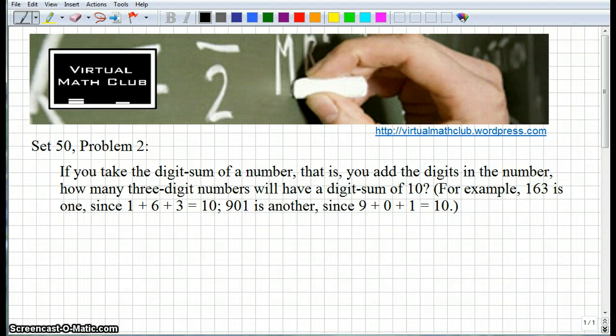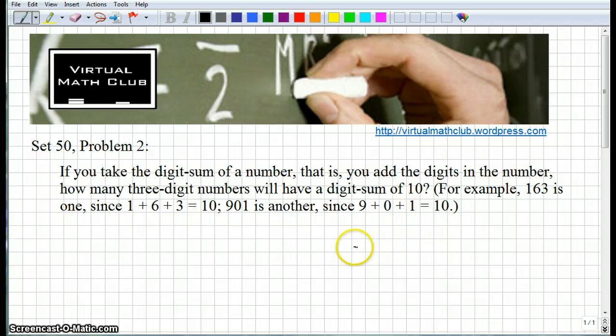All right, in problem number 2, we're asked to find how many three-digit numbers will have a digit sum of 10. And a digit sum is just the sum of the digits. So, for example, the number 163 has a digit sum of 10 because 1 plus 6 plus 3 is 10. And, of course, 901 has a digit sum of 10 as well.